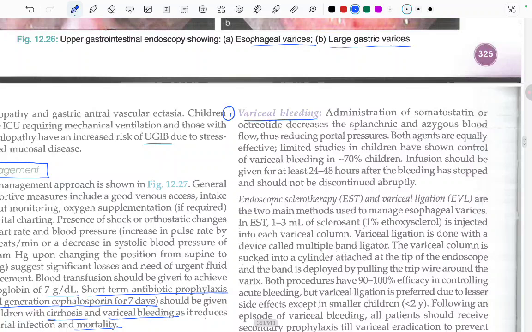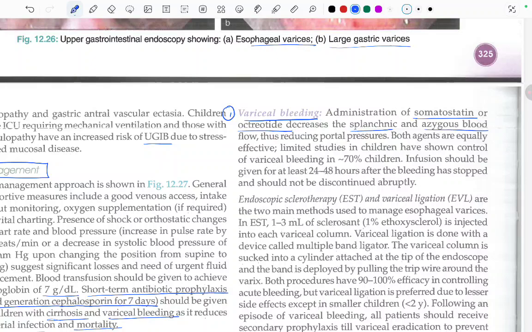Okay, administration of somatostatin or octreotide decreases the splanchnic and azygous blood flow, thus reducing the portal pressure. Okay, so if we are suspecting variceal bleeding due to portal hypertension, then we are giving this somatostatin and octreotide, which decreases the splanchnic and the azygous flow, reducing the portal pressure. Both the agents are equally effective.